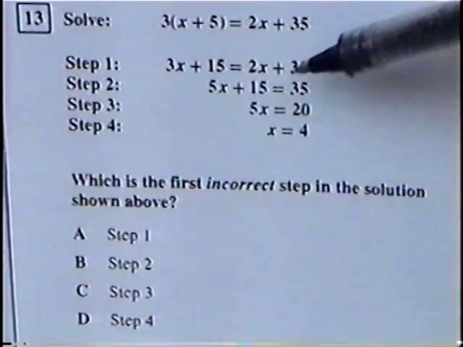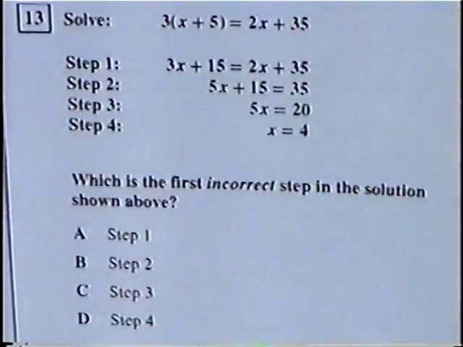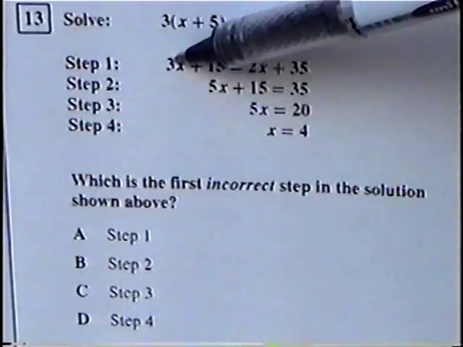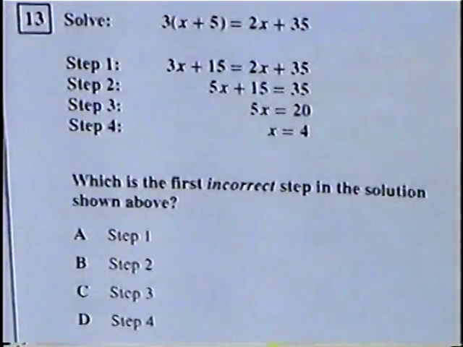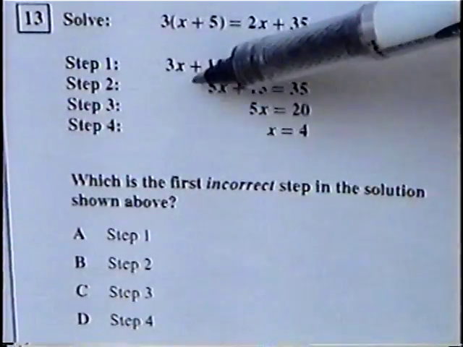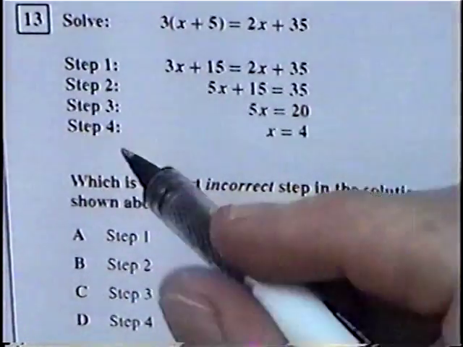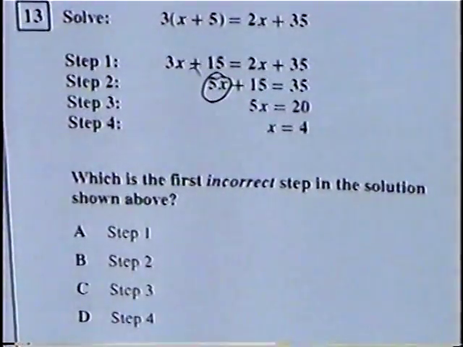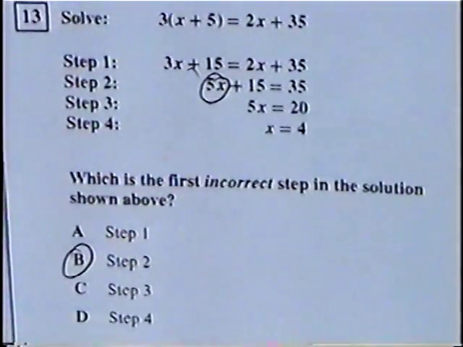Moving on, the next step, if we combine variables on opposite sides, we'll subtract 2x on both sides. 3x minus 2x would not be 5x. Instead of adding 3x plus 2x, we should be subtracting 2x on both sides. So the first incorrect step would be on step 2. So the correct answer would be B, step 2.